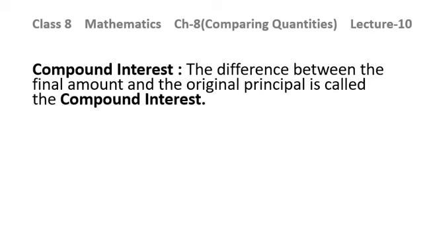Now let us see compound interest. What is the definition of compound interest? The difference between the final amount and the original principal is called compound interest. So how can you find compound interest? By taking the difference between the final amount and the original principal. To get the compound interest, first of all you need to find the amount.